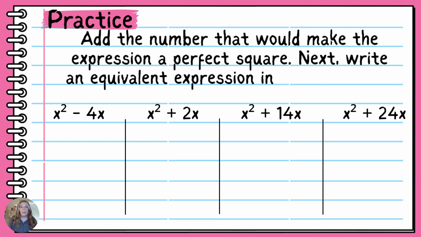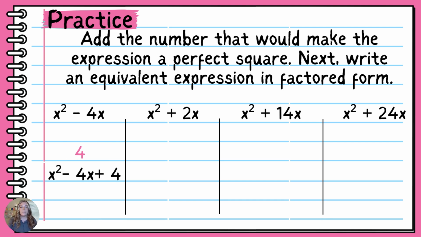We're going to add the number that would make the expression a perfect square, and then we're going to write it in factored form. So it's like the last example. We'll find that term, and then finally we'll make it into factored form. So for x squared minus 4x, we need half of b again. In this example, b is -4. So half of -4 is -2, and -2 squared gives us +4. So we'll add that to our expression.